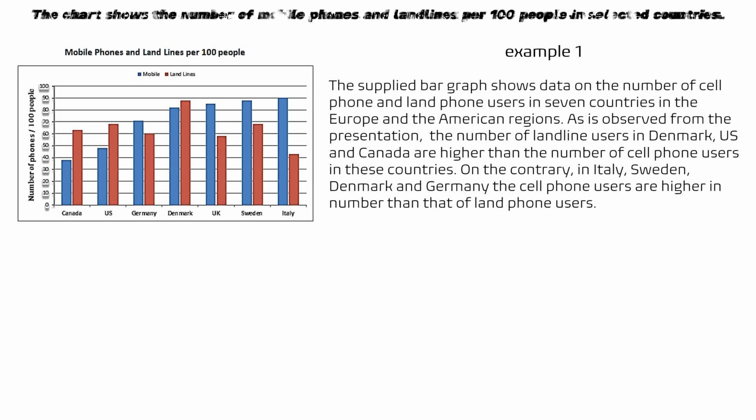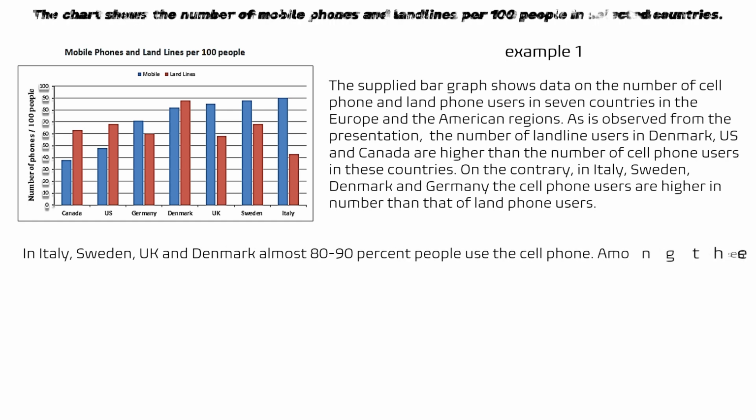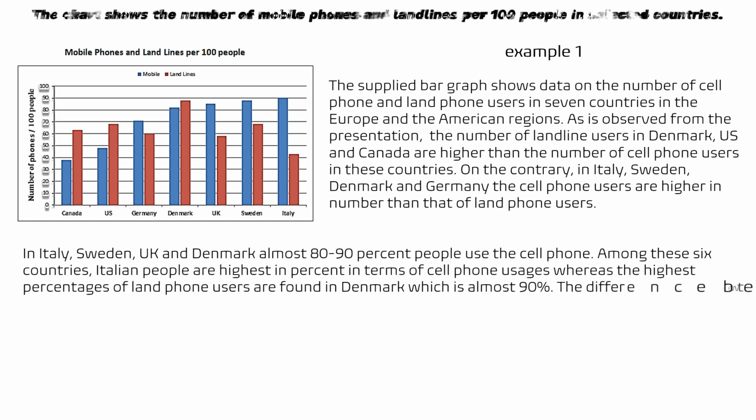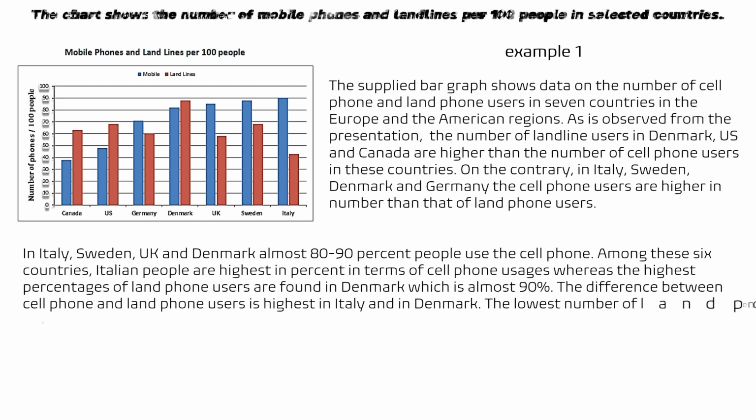On the contrary, in Italy, Sweden, UK and Germany, the cell phone users are higher in number than that of land phone users. In Italy, Sweden, UK and Denmark, almost 80 to 90% of people use the cell phone among these 6 countries. Italian people are highest in percent in terms of cell phone usage, whereas the highest percentage of land phone users is found in Denmark, which is almost 90%.